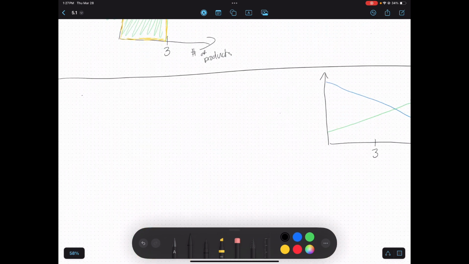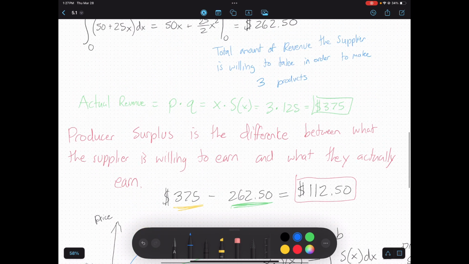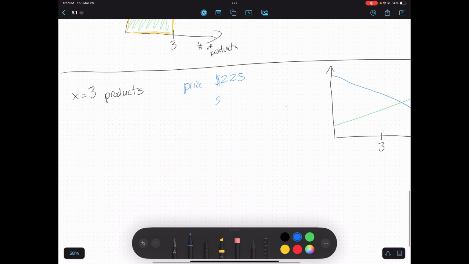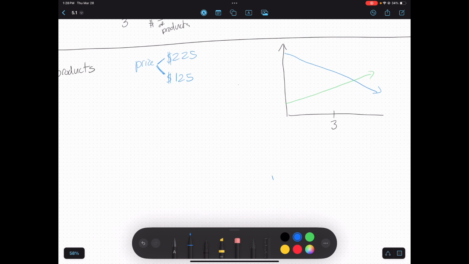Okay, so if I want to sell 3 products, I want to sell 3 handbags, maybe I should set the price at $225. But that didn't match what it was for the supply equation. According to the supply equation, I would still make 3 handbags even if I was only selling them for $125. So, which one do I pick? Which one do I pick?